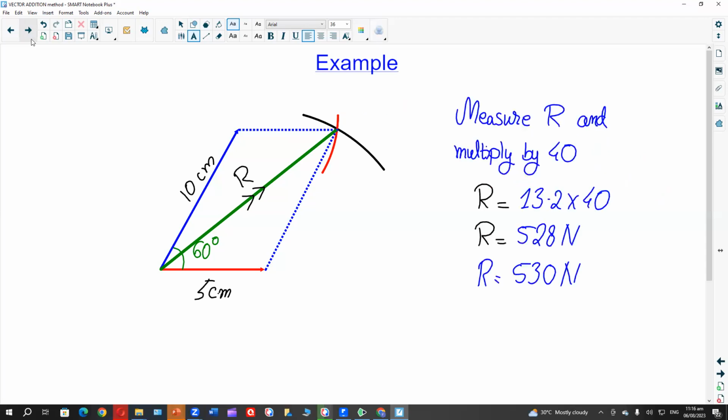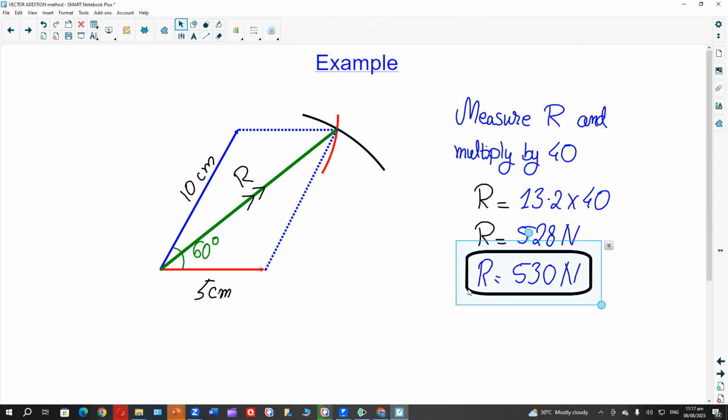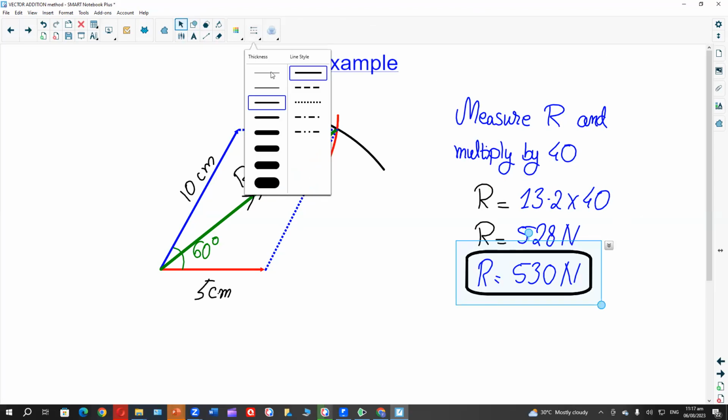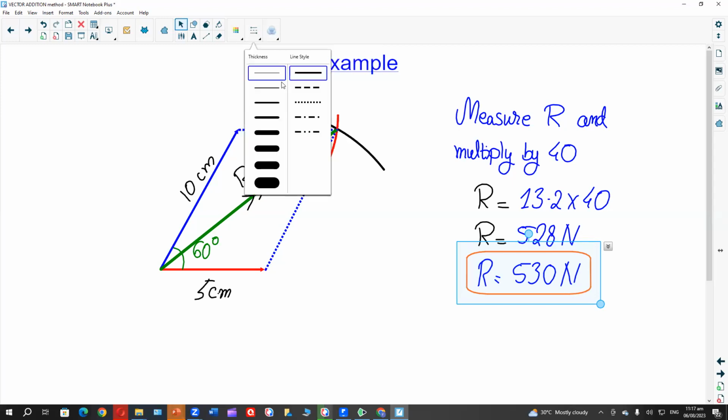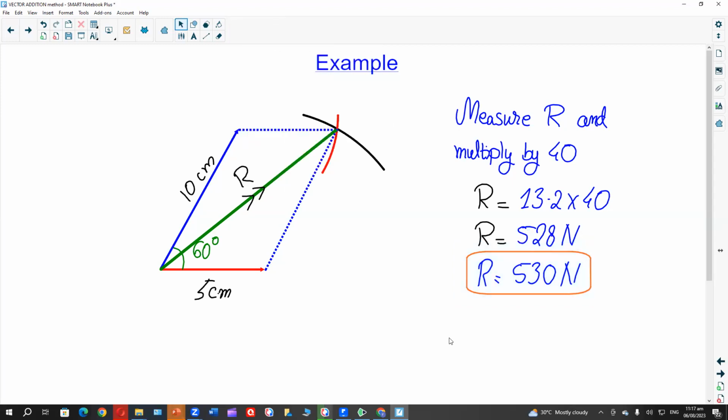Now convert it back into the actual value. Okay. Reverse the scale. So it's 540 newtons. Okay. So if we round it for two significant figure, it is coming 530 Newton.